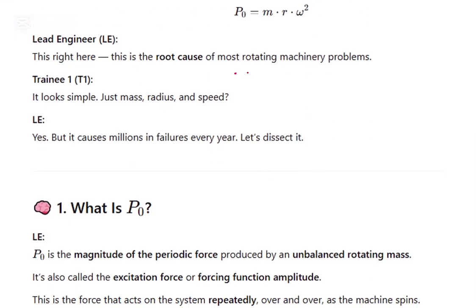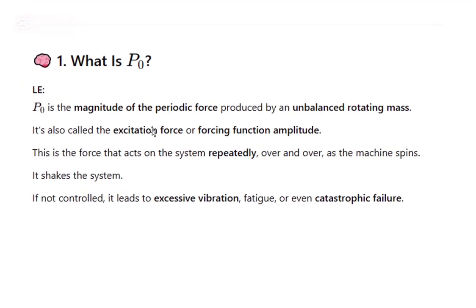This is the root cause of most rotating machinery problems. It looks simple, m e omega squared, mass, radius, speed, but it causes millions of failures every year. Let's dissect it. What is P naught? P naught is the magnitude of periodic force produced by unbalanced rotating mass. It's also called acceleration force or forcing function amplitude.